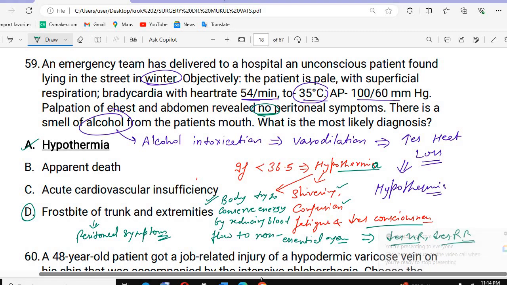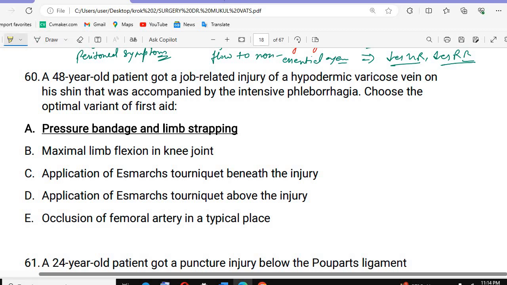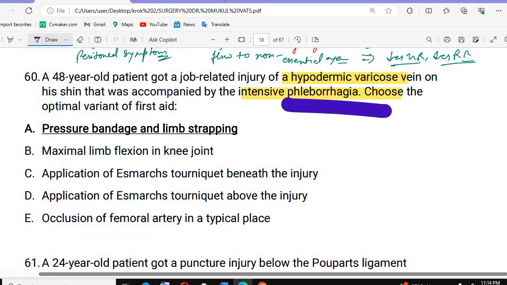Then after that we have a 48-year-old patient who got a job-related injury of a hypodermic varicose vein on his shin. We have seen that the hypodermic varicose vein is accompanied by intensive phleborrhagia. Can anyone tell me, please, what is phleborrhagia?